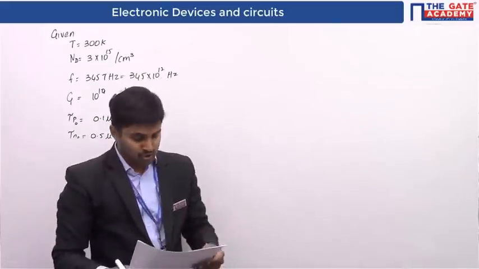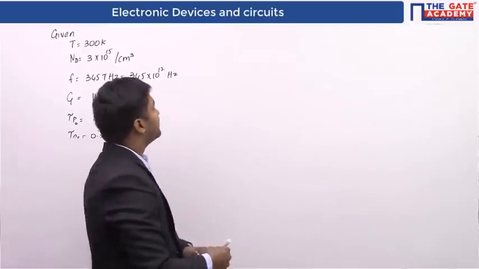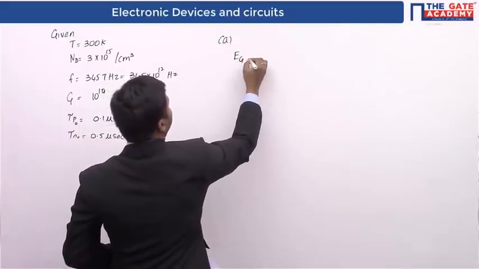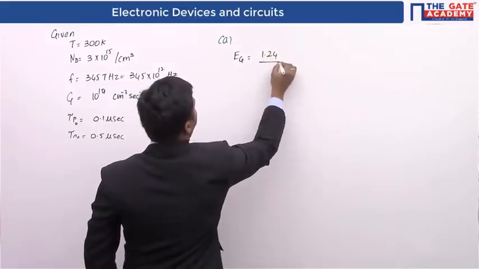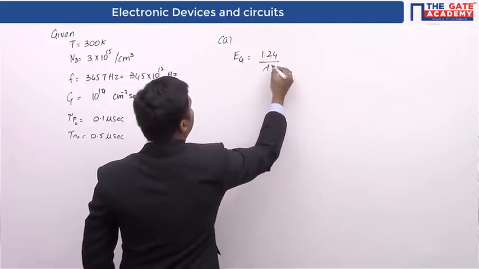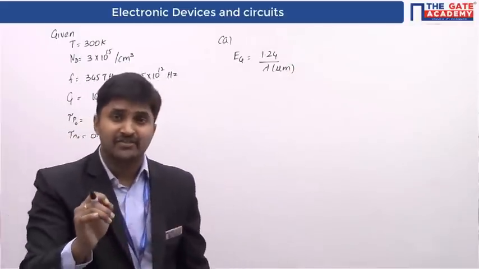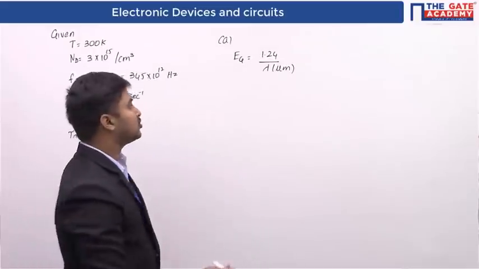The first part of the question is the energy gap of the semiconductor sample. There is a formula available. The energy gap of the semiconductor sample is equal to 1.24 divided by lambda, where lambda is in micrometers. Is lambda given in the question? Lambda is not mentioned in the question.